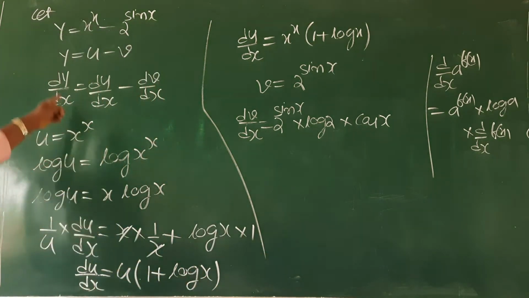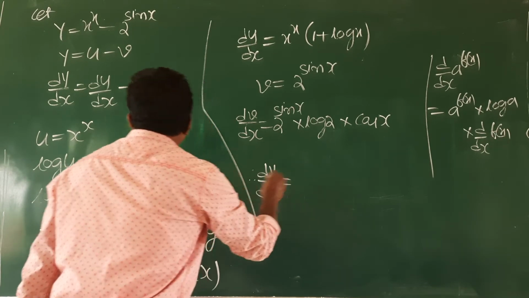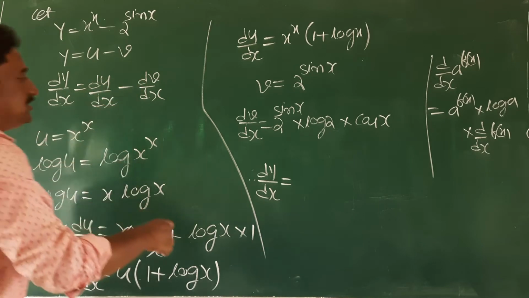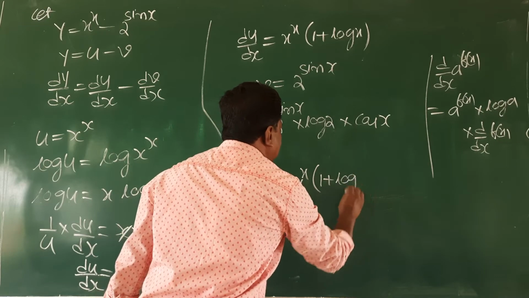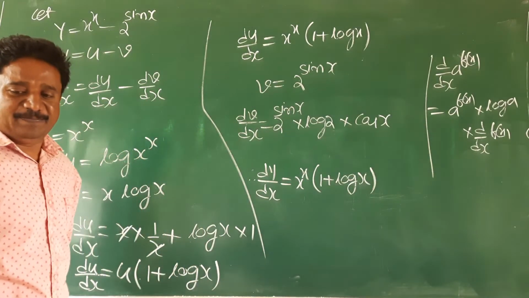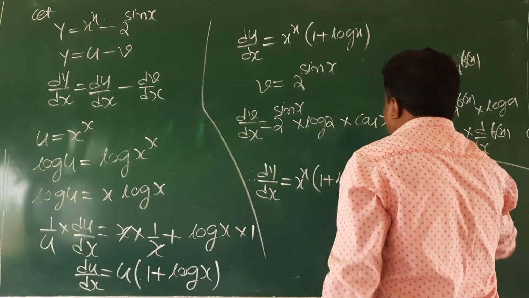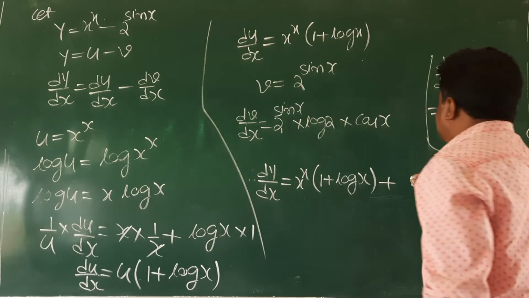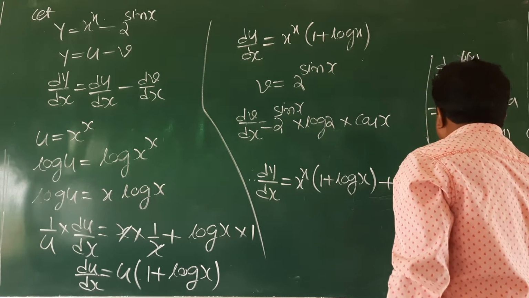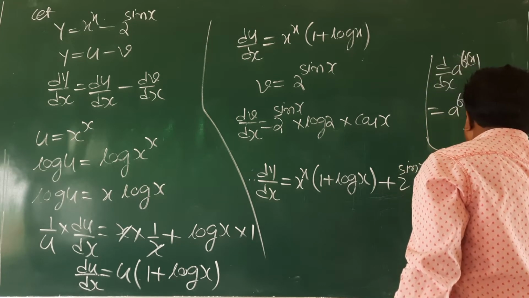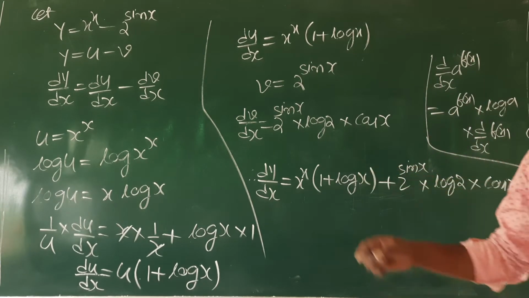Okay. So now substitute. dy by dx is du by dx plus dv by dx. du by dx is x power x into 1 plus log x, plus dv by dx. So tell me dv by dx, friends: here is dv by dx, 2 power sin x into log 2 into cos x. Finally we got dy by dx.